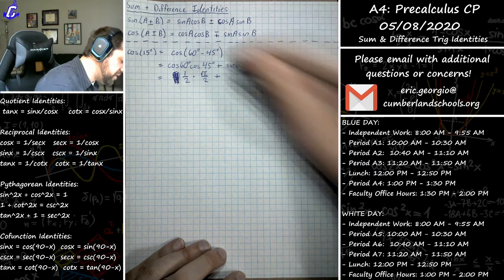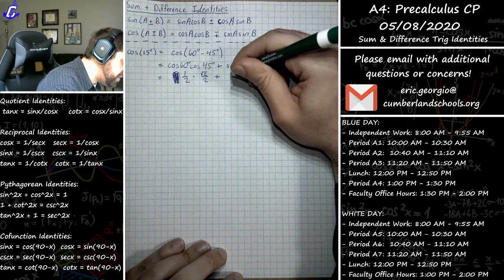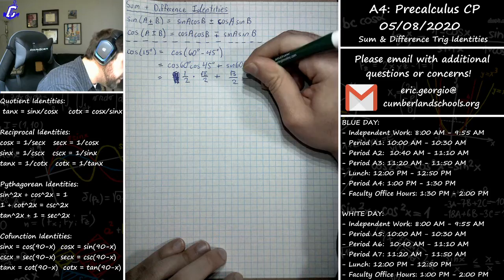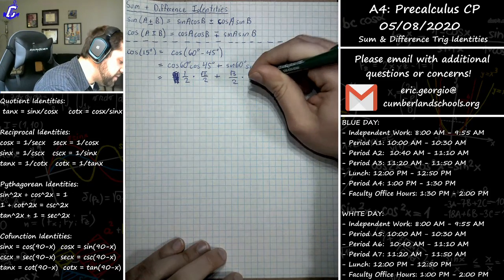That's all right. It's not how you fall, it's how you get back up. Here we go. The sine of 60 degrees is root 3 over 2. The sine of 45 degrees is root 2 over 2.